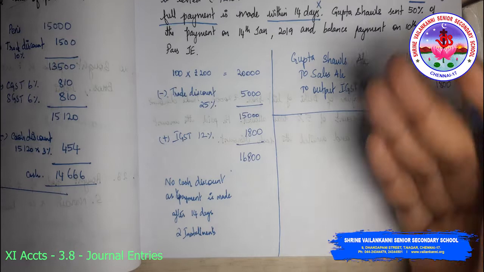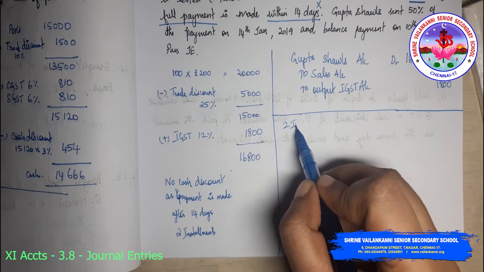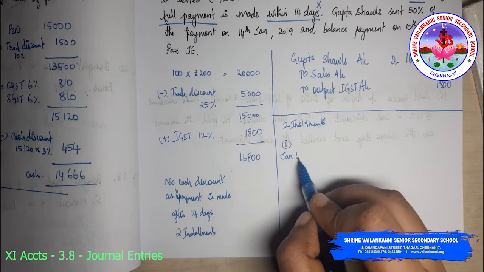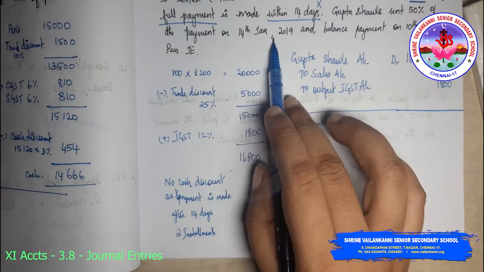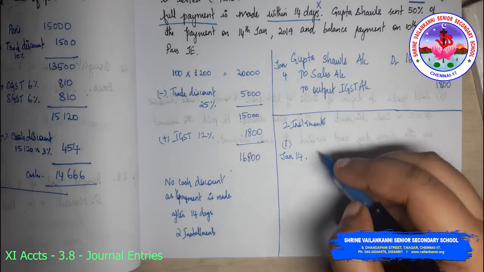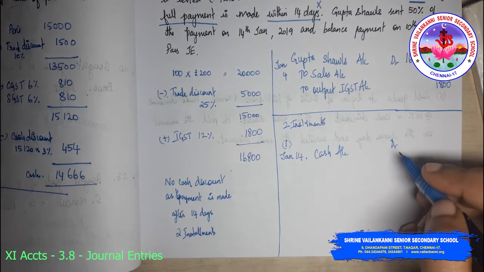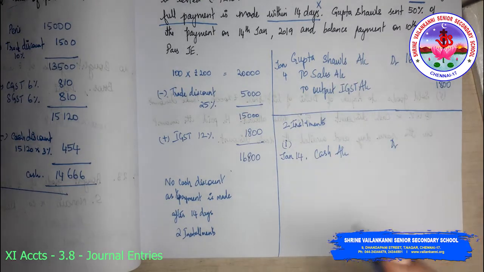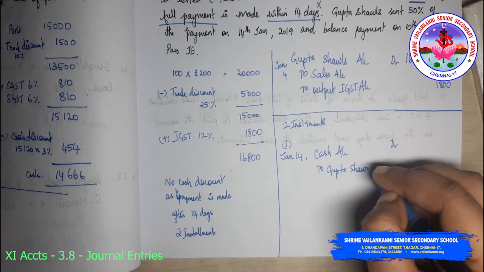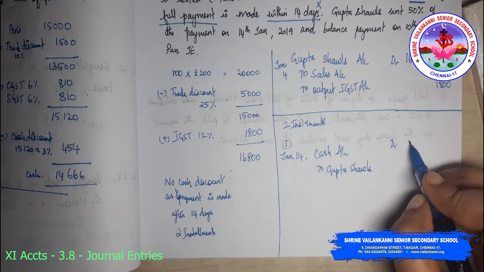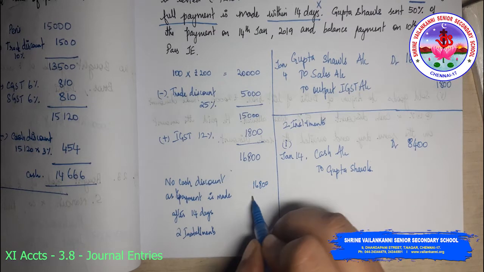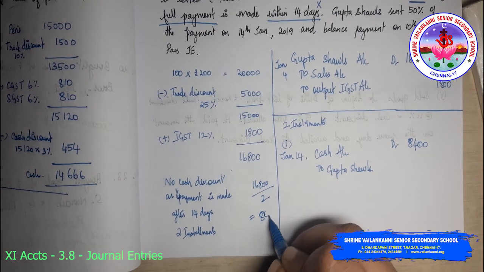Now we need to record the cash payment in 2 installments. So first installment is paid on January 14. Yes, first installment is paid on January 14. The transaction happened on January 4, so I've just mentioned it here. So January 14, cash account debit, cash is coming from Gupta Shawls, who is the giver. So totally you have 8400. How did I get this 8400? 16800 divided by two installments, so it is 8400.